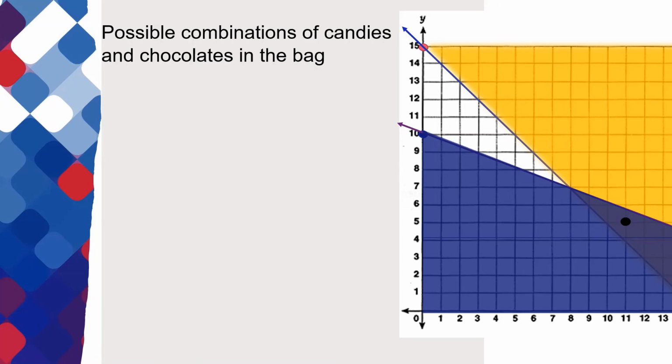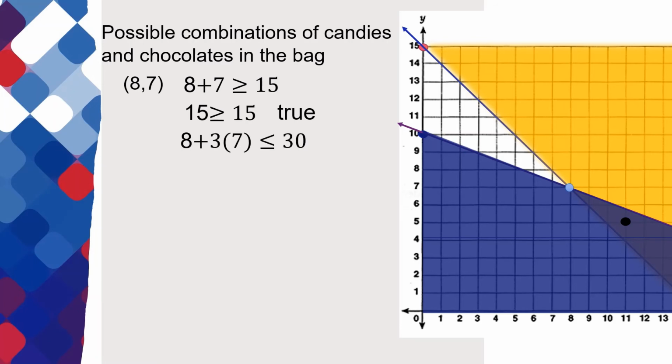Another possible combination. So let's say we have 8, 7, meaning that there are 8 candies and 7 chocolates. So let's check on the inequality. On the first inequality, 8 plus 7 is greater than or equal to 15, which is 15 is greater than or equal to 15, and that is a true statement.